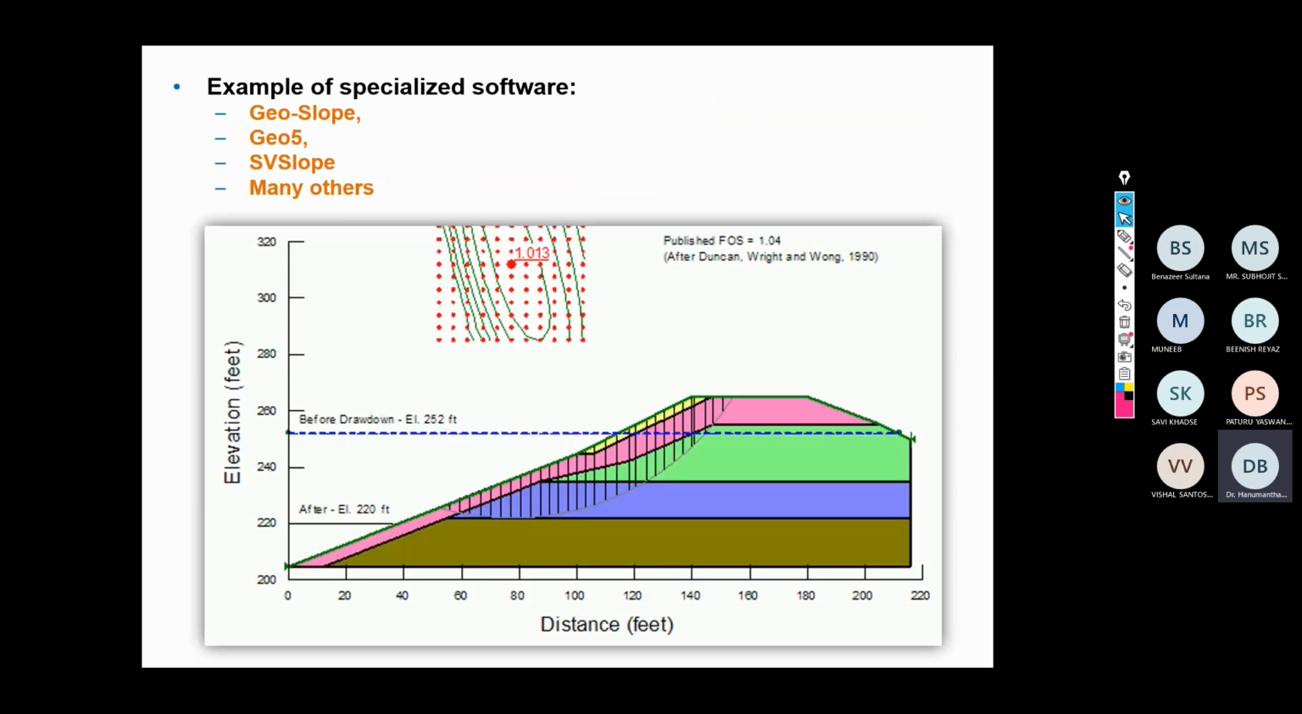So now though we are able to derive the equations for different methods, in reality there are several softwares available to determine the least factor of safety value. For example, you can use GeoSlope, GEO5, SV Slope, or there are many softwares. There are more than two dozen softwares available to determine the least possible factor of safety by analytical means.